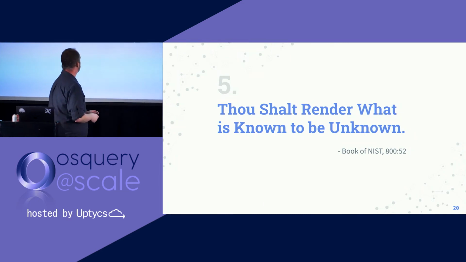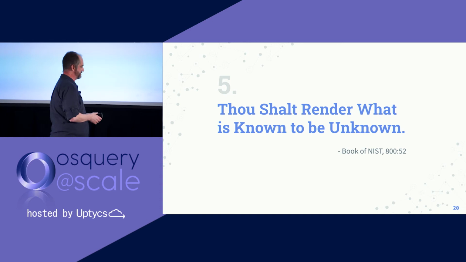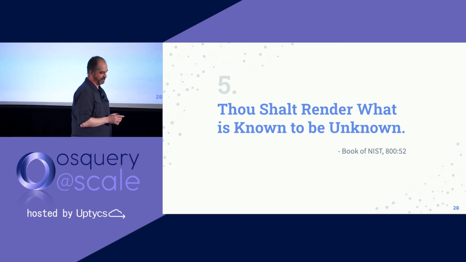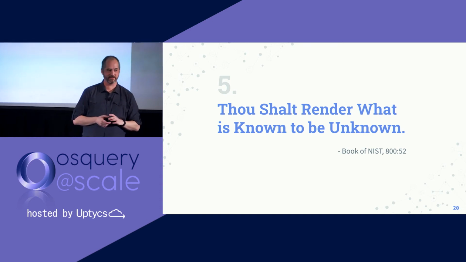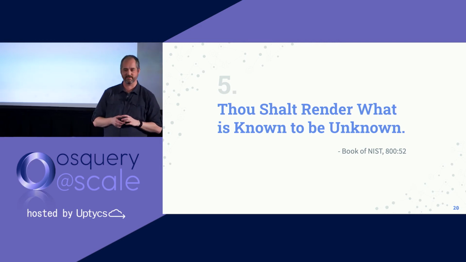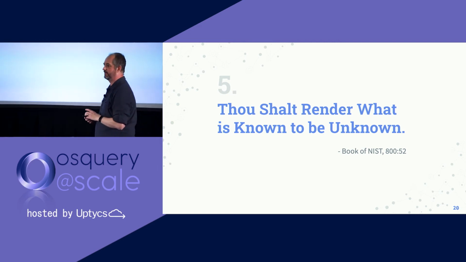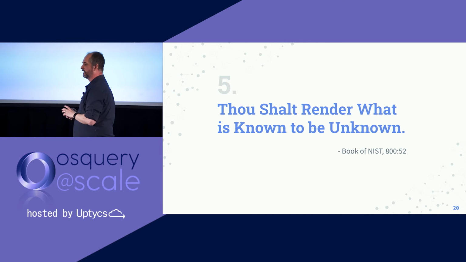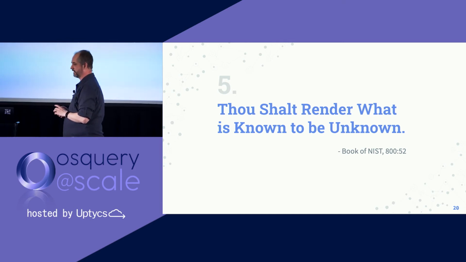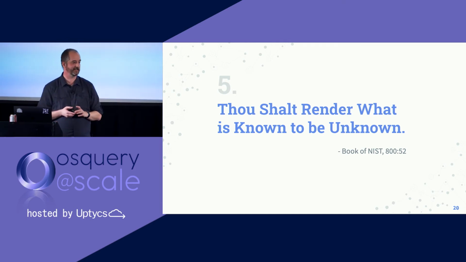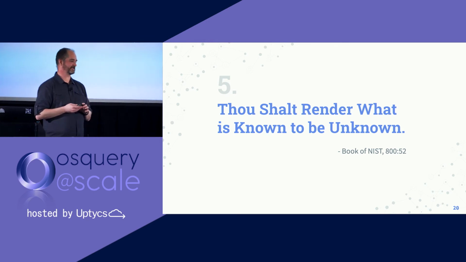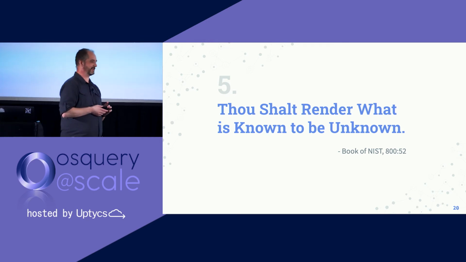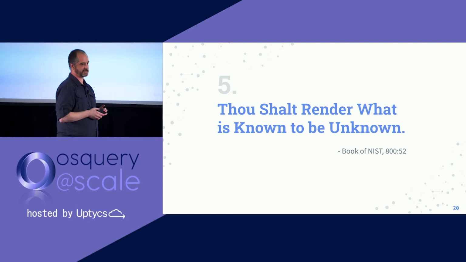Number five, thou shalt render what is known to be unknown. Book of NIST, 800-52. A lot of compliance regulations want you to use a standard, and NIST 800-52 is the one that everyone likes to use. In that is the thou shalt not use SSL v3, thou shalt not use TLS less than version 1.1, thou shalt not use MD5 and RC4 as your SSL ciphers.